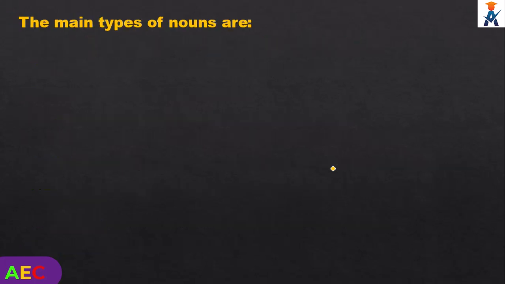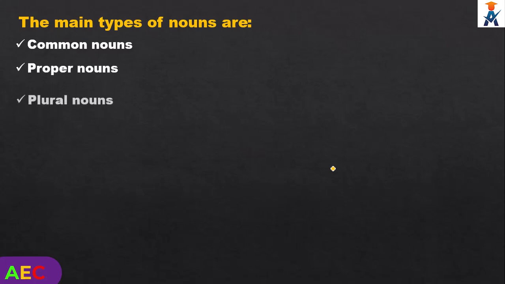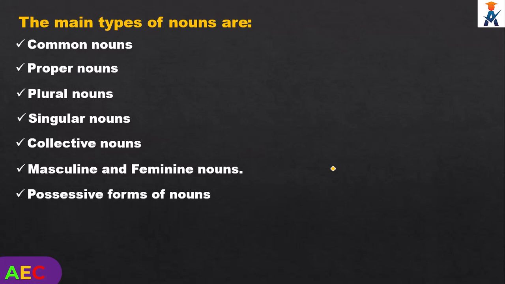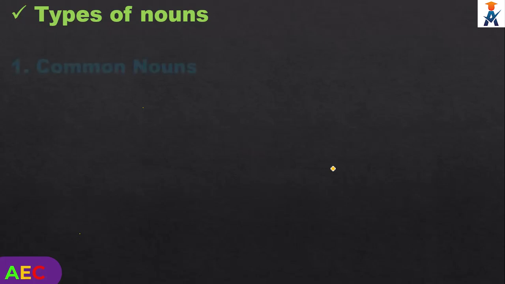The main types of nouns are common nouns, proper nouns, plural nouns, singular nouns, collective nouns, masculine and feminine nouns, possessive forms of nouns, and abstract nouns. Types of noun. Common noun.